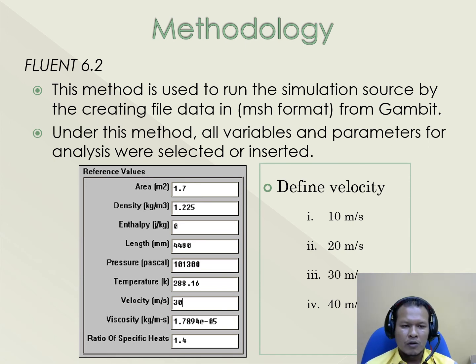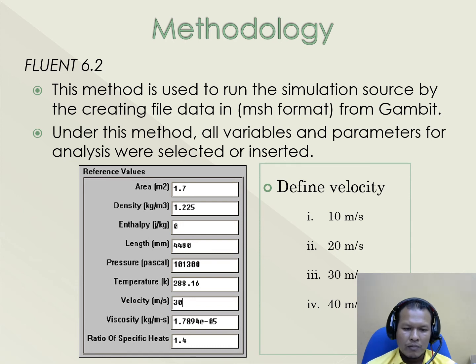Using Fluent 6.2, this method is used to run the simulation by creating the file data in MSH format from Gambit. Under this method, all variables and parameters for analysis were selected or inserted. These are the analysis parameters in Fluent.